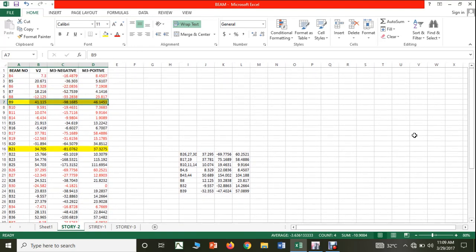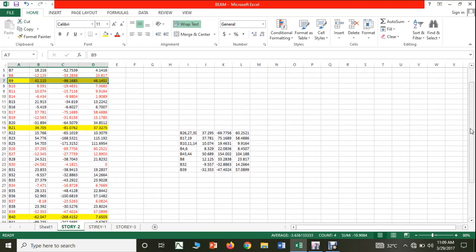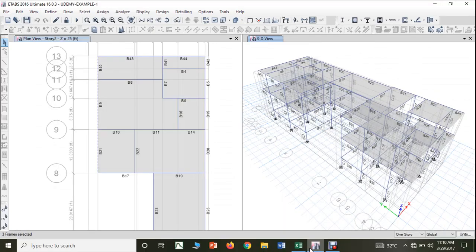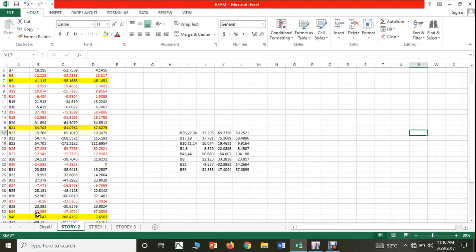Now you can see that B40 is 62, 34, 41. Definitely B40 is highest, and 268, 81, 98, again B40 is highest, so 7, 37, 46. In that, B9 is highest for the positive one. So let us provide that. These two will be this, and the positive moment will be this one, which is 46.